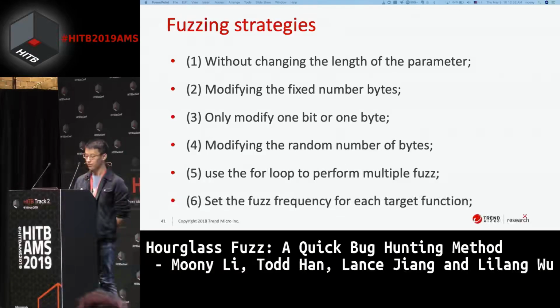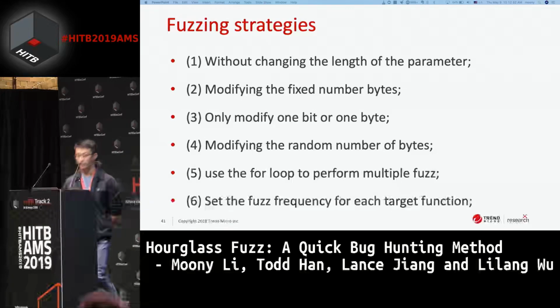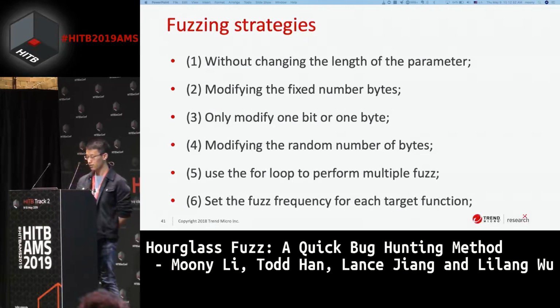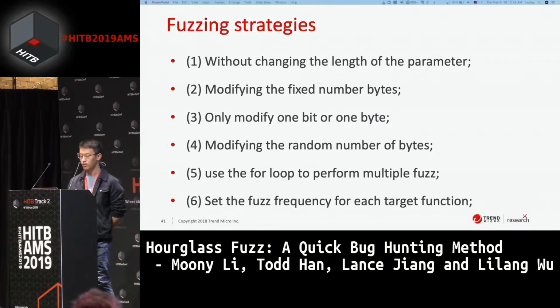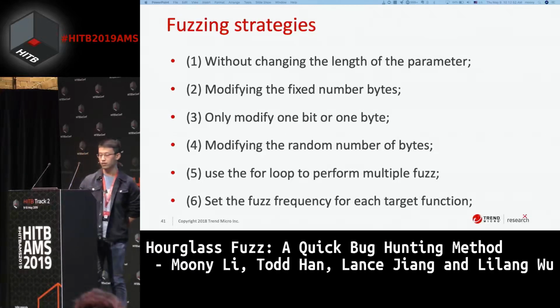And number five, using a for loop to perform multi-fuzz in order to reduce the influence of context switching when fuzzing. And number six, set the fuzz frequency for each target function, such as thousands, because the fuzz frequency will affect the discovery of some vulnerabilities. For example, we found that increasing the frequency will lead to more OOM type vulnerabilities when fuzzing.